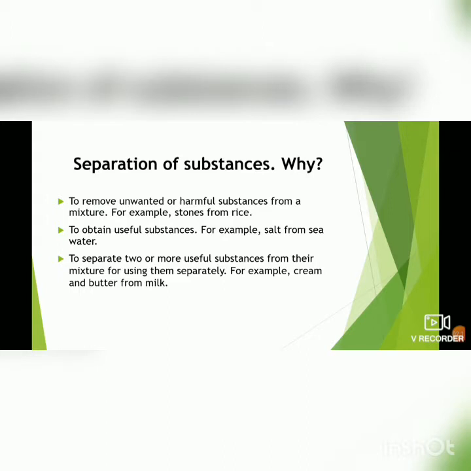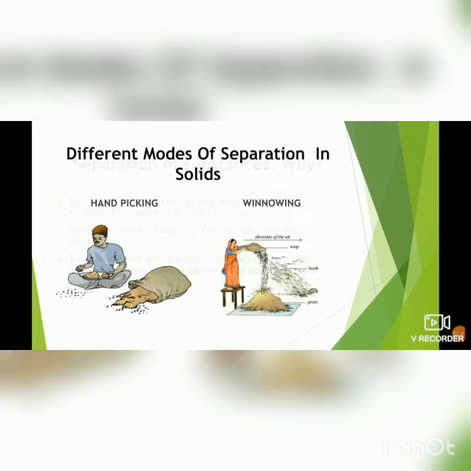The third reason could be two or more useful substances are present in a mixture and I want to use them separately. For example, butter and cream are mixed inside the milk and I want to use them separately, so I separate them and use them separately. So these are the three reasons why separation of substances can take place. Now let us move on to the actual methods of separation or modes of separation.